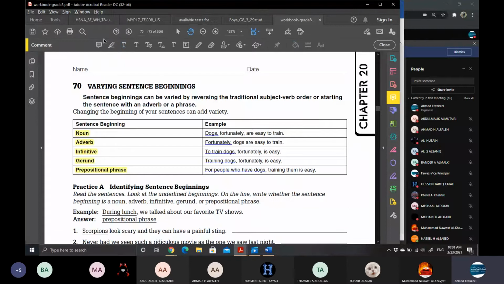So once again, we can vary our sentence beginning in order to do what? In order to add emphasis to our sentence. Sentence beginning can be varied by reversing the traditional subject-verb order in order to start the sentence with an adverb or even a phrase. And while changing the beginning, it can add variety to the sentence.